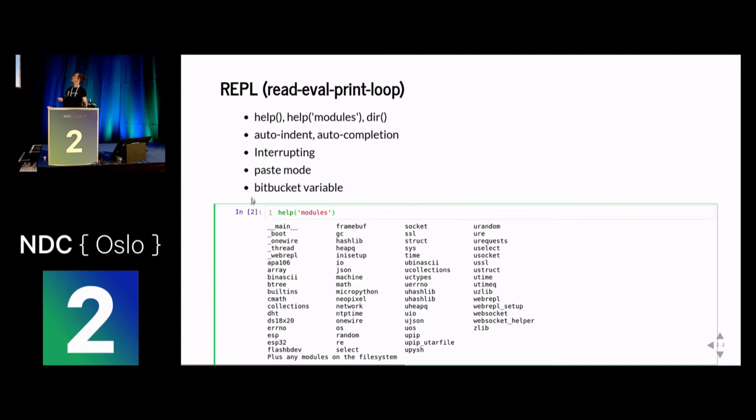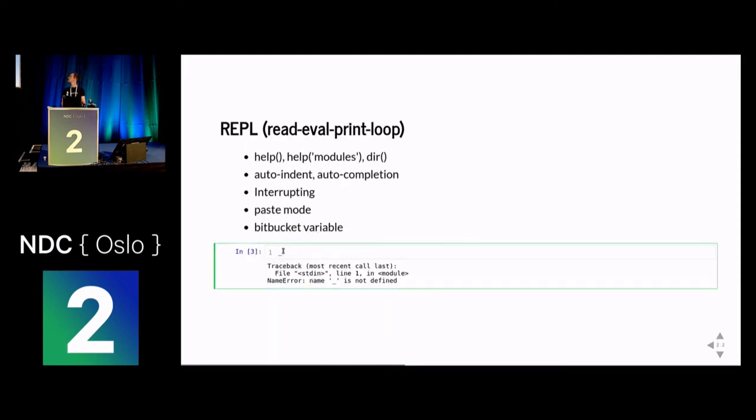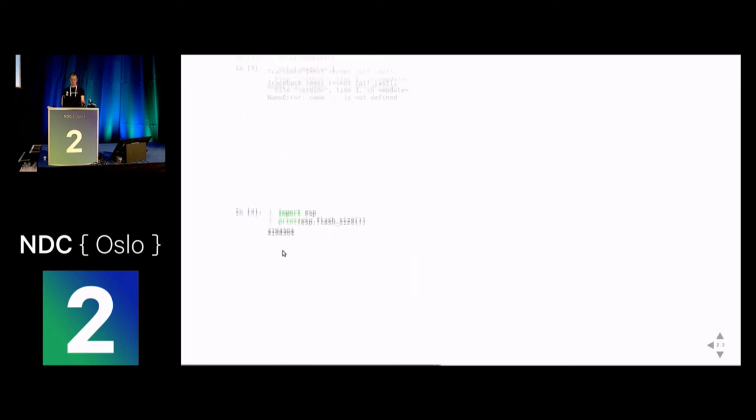And lastly, there's an underscore variable: if you evaluate something, then you can get that thing that you just evaluated by using this thing here. I don't know if that works here, but no. So moving on.